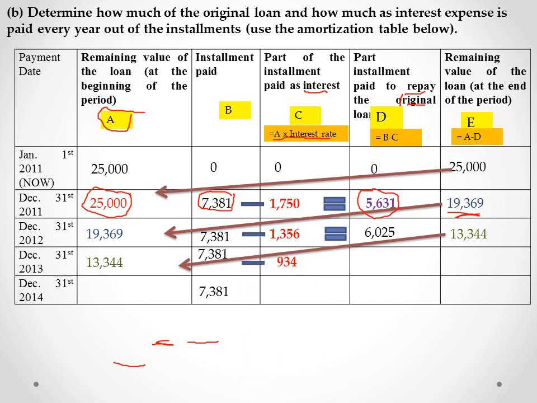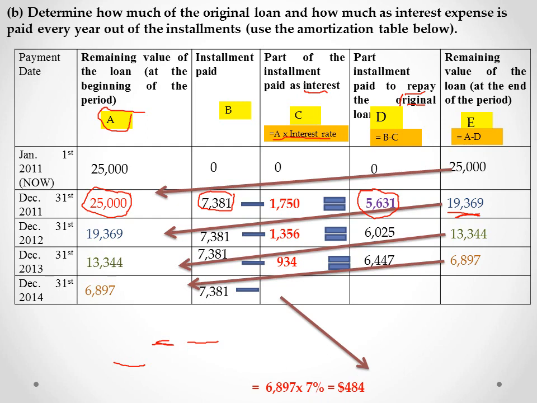This will be the value of the loan at the beginning of the next year, the second year. So we already fixed the amount of installments paid each year. It's fixed at 7,381. So now we need to know how much will be paid as an interest. So we will multiply the value of the loan at the beginning of the period by the 7% interest rate given in the previous slide. So we will get interest equal to 1,356. So this is the amount used to pay as an interest.